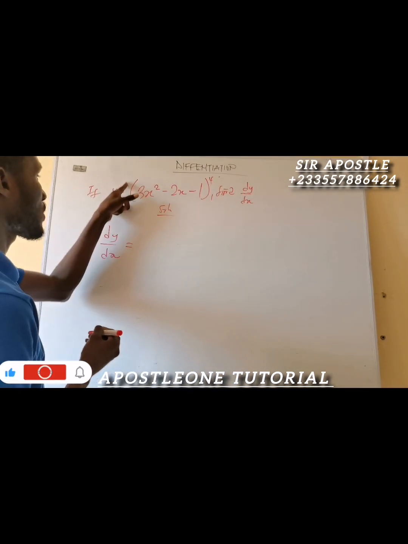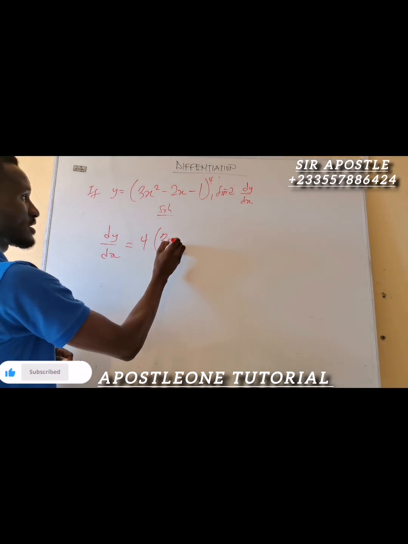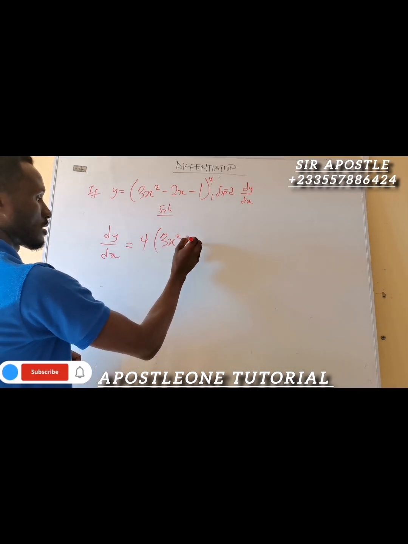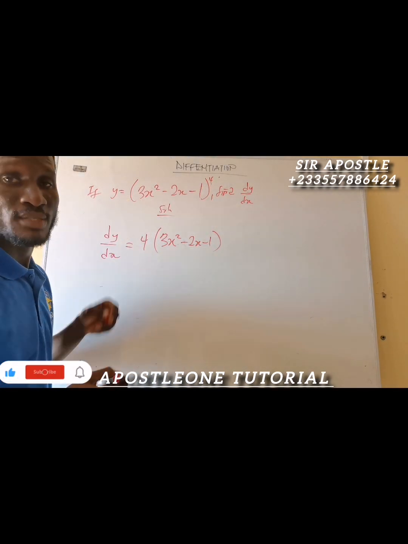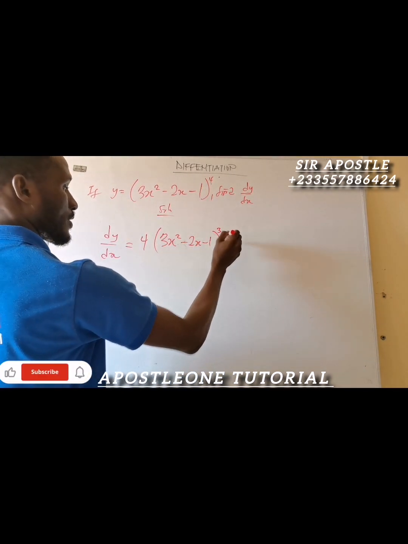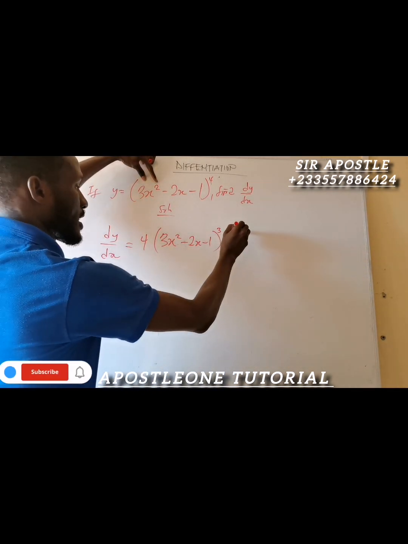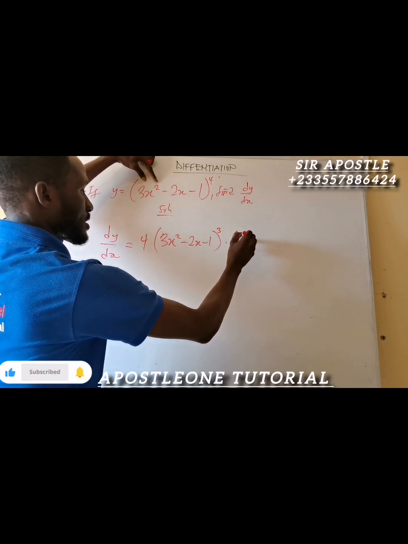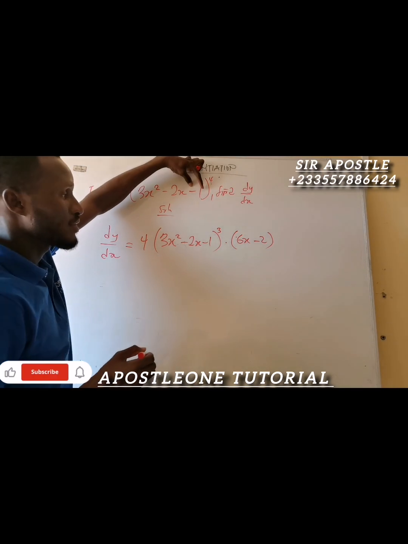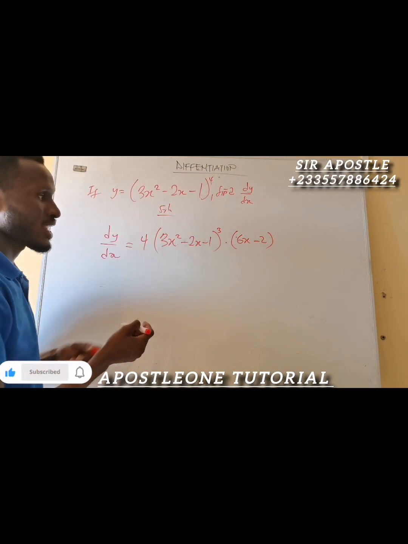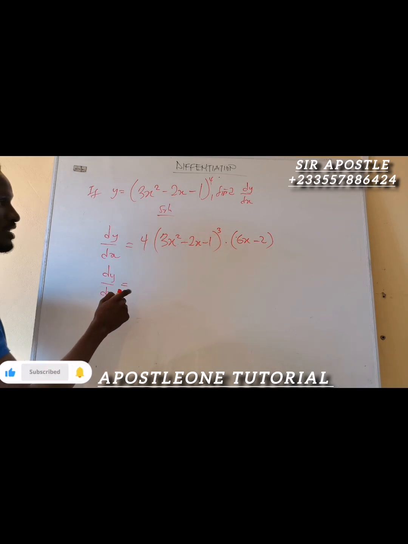You multiply the 4 by the coefficient 4. You get it? Then you write the whole of this one. You reduce the exponent by 1, which will give you 3. Now times, you differentiate what is in the bracket. Now when I differentiate this one, I'm going to get 6x. When I differentiate this one, I'm going to get -2. When I differentiate, we're going to get 0, so that is it. Now the next thing is you multiply this one by this. So we have dy over dx will give us what?